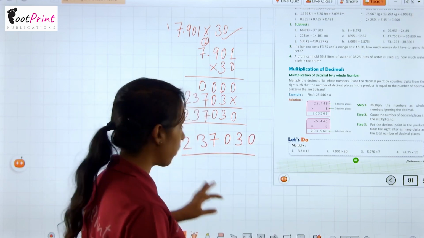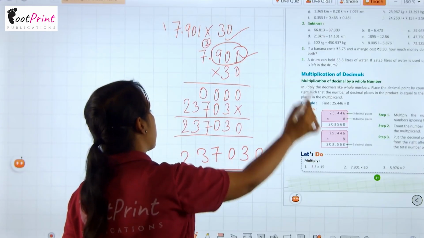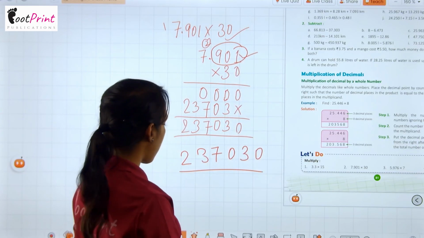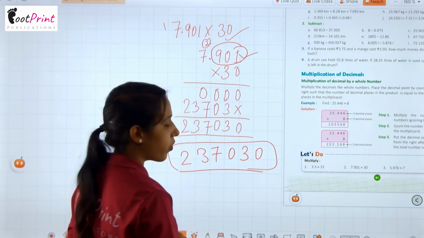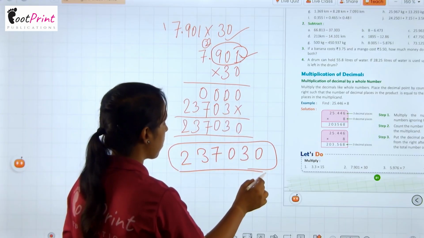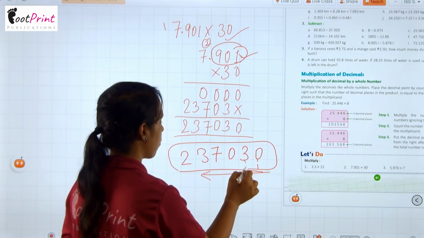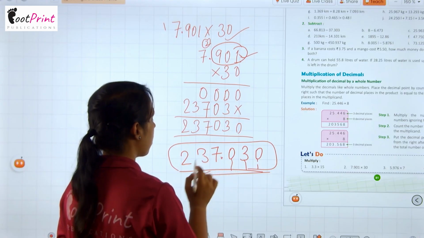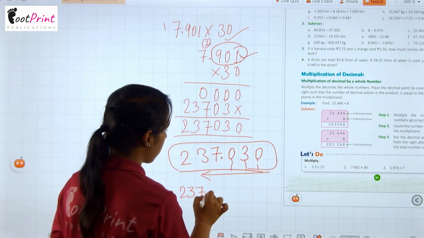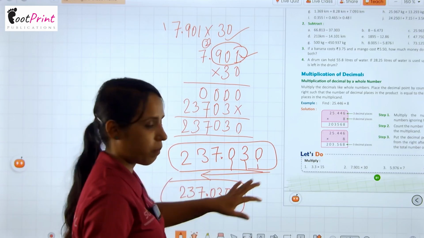After that what we will do? We count the decimal places in multiplicand. So here 1, 2 and 3 places are there. Now we put decimal in the product according to multiplicand. So here we have 3 places. So we count right to left 3 places, 1, 2 and 3. Here we put decimal. So we get 237.030. This is our answer.